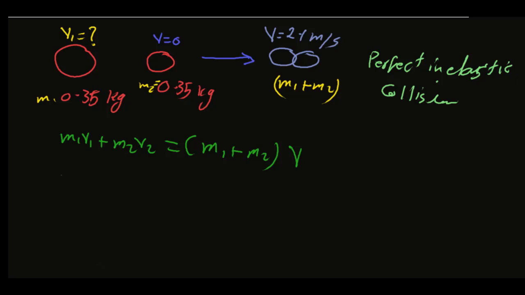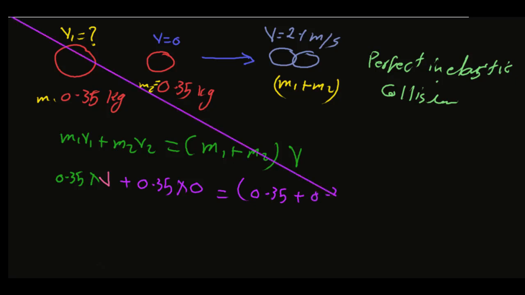The first mass is 0.35 times the unknown velocity, V, plus M2, which is 0.35 times its velocity, which was 0. He told me its velocity was 0. Then add the two masses together, because now the two masses act as one mass. So this is 0.35 plus 0.35, times the final velocity, which is 2.1.